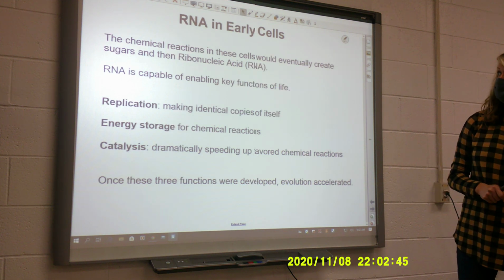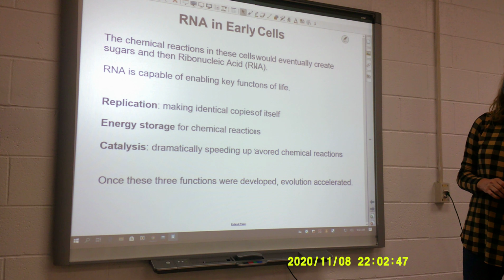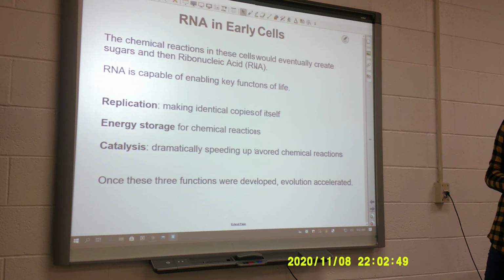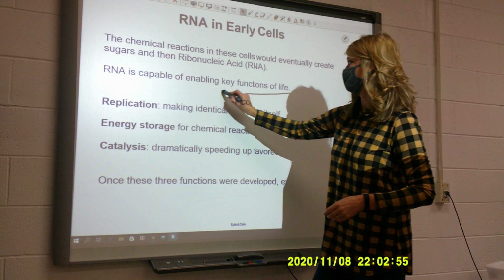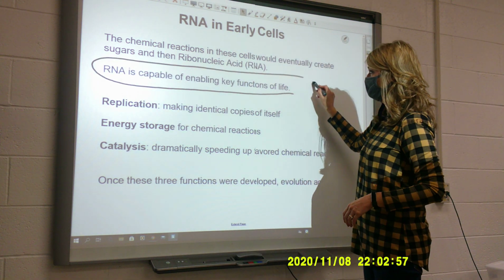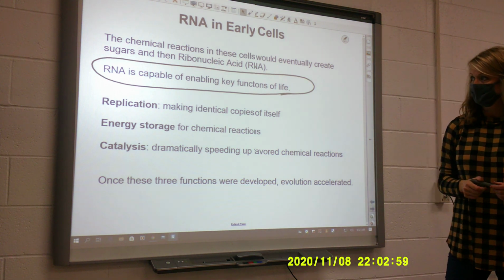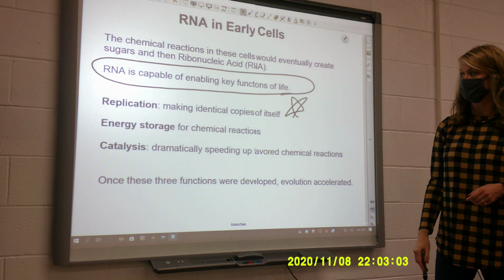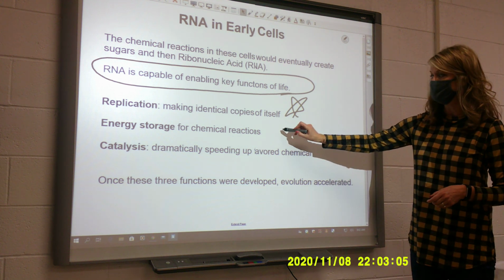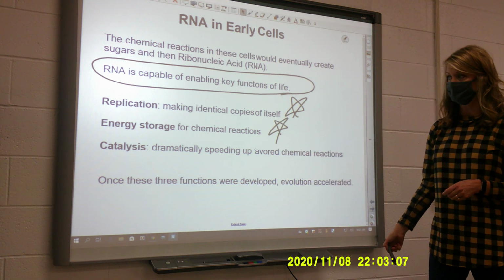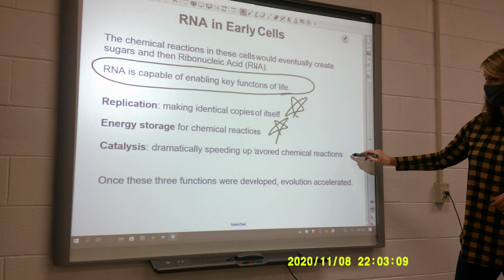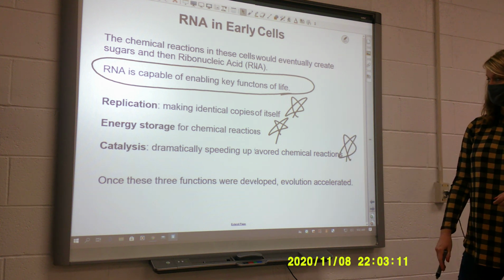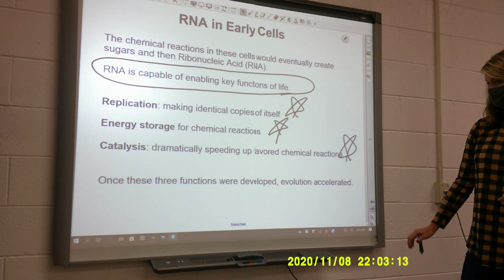The chemical reactions in these cells would eventually create sugars and then ribonucleic acid, or RNA. RNA is capable of enabling key functions of life: replication, making identical copies of itself, energy storage for chemical reactions, and a catalyst, dramatically speeding up favored chemical reactions.